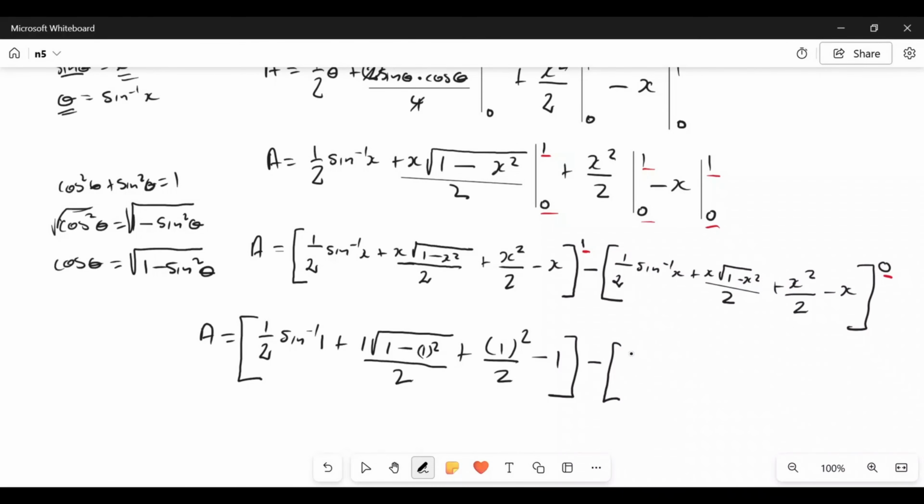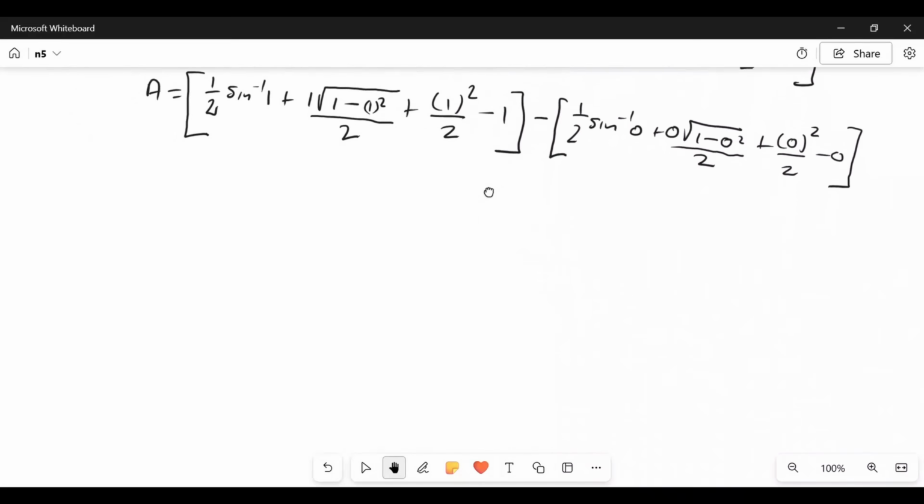Now we're going to do the same thing here. We're going to have half, and then we're going to say arc sine. Instead of writing x on this one, we're going to write 0 because this is the bracket for the lower limit, plus 0 wherever there is x, root of 1 minus 0 squared, and then we divide by 2, plus 0 squared divided by 2 minus 0, and then we close the bracket. Guys, I hope you can still see. Let me create space here so that we can solve this further.